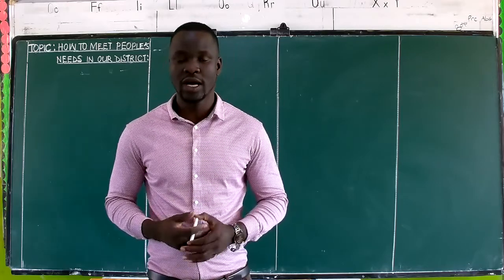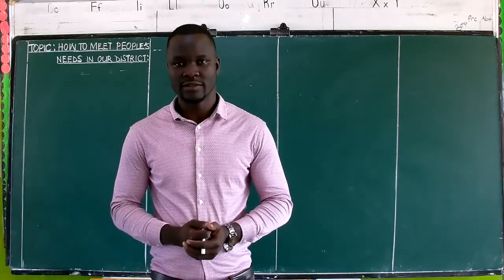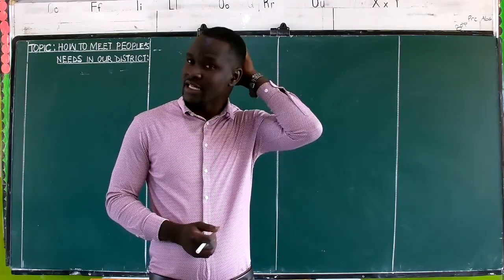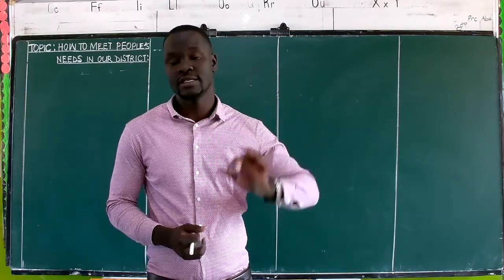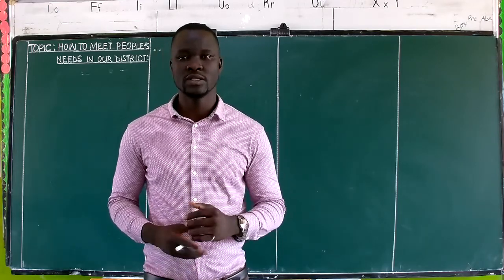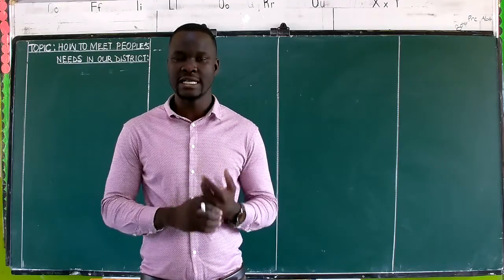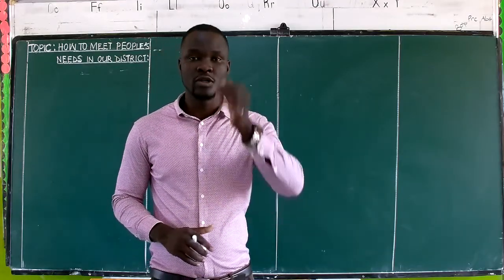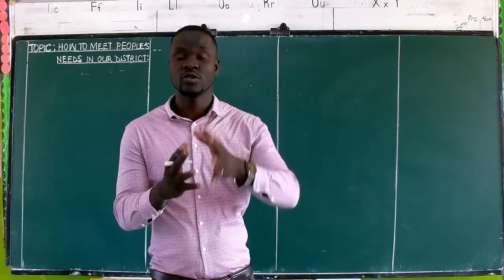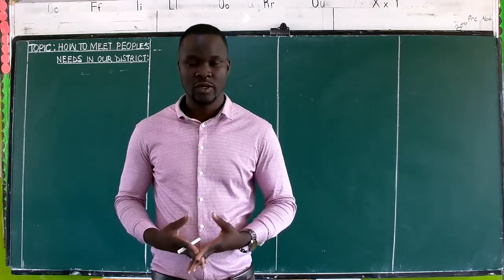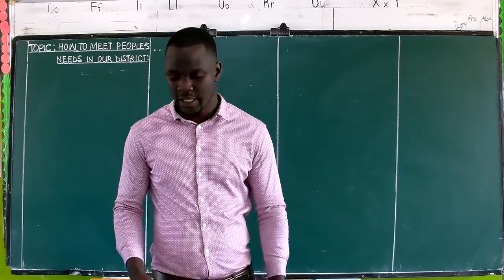We are going to have social studies, primary 4 class, and today we are going to begin a new topic that is going to be our last topic in this term. Remember, in this term 3, we still have 2 topics. We are done with the previous one, that is leaders in our district. Today we are going to look at how to meet people's needs in our district, and of course we find this on page 39. So if you have your workbook, kindly go to that page.